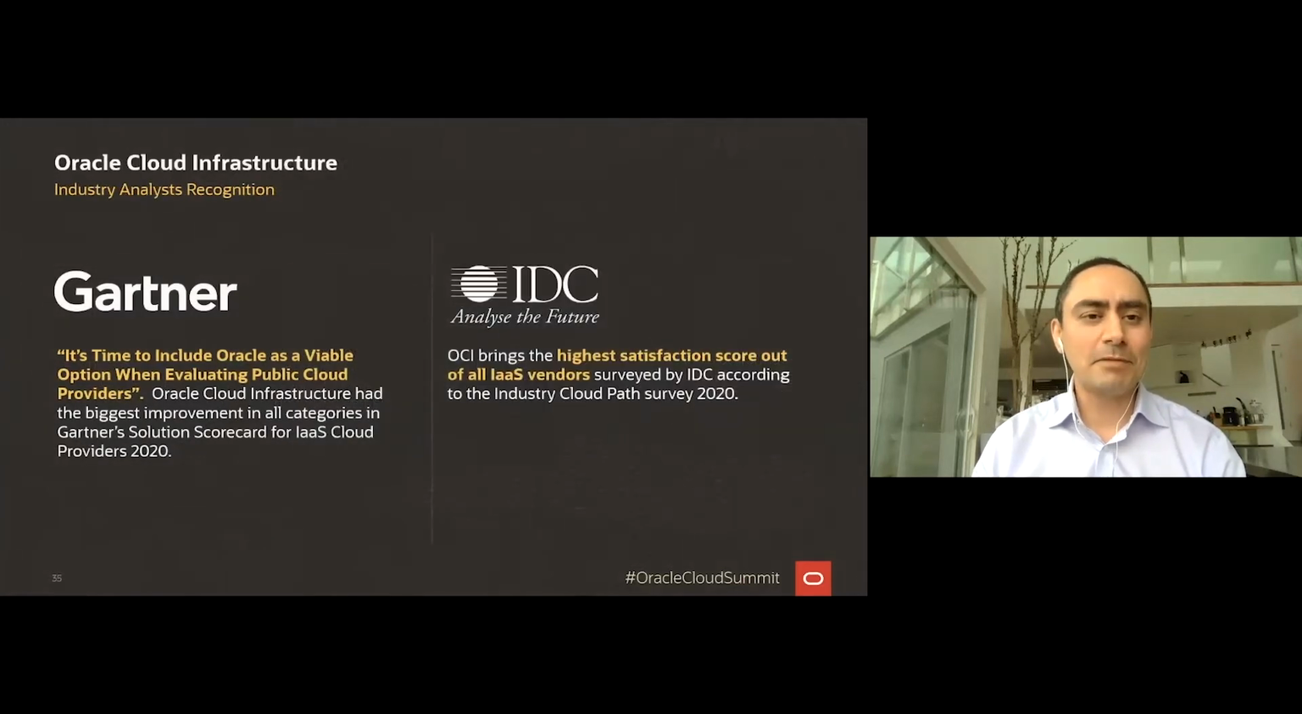Now, just don't take my word for it. If you look at the recent analyst reports from Gartner and IDC, Gartner did a recent evaluation and a scorecard on IaaS cloud providers, ranking all vendors from Oracle, AWS, Azure, and so on. And Oracle was the vendor with the biggest improvement across all these cloud service categories. And if you look at the customer satisfaction survey that IDC recently did, Oracle had the highest score, beating out all other cloud providers, including AWS and Azure.